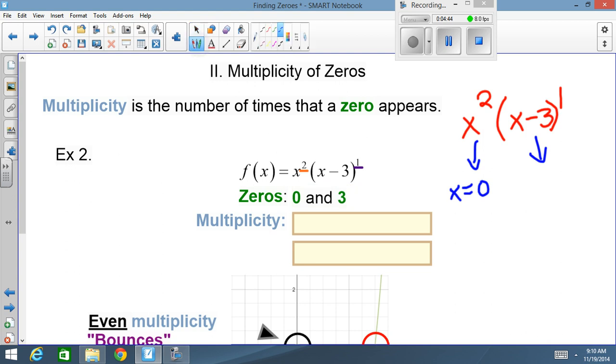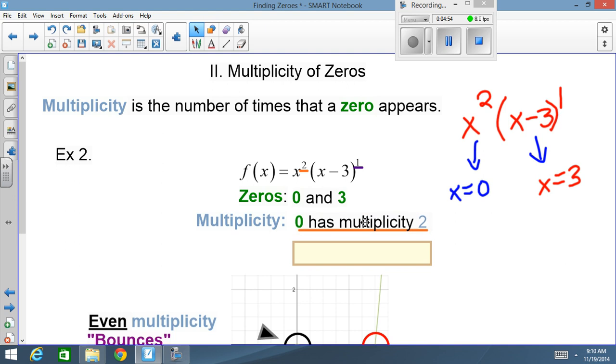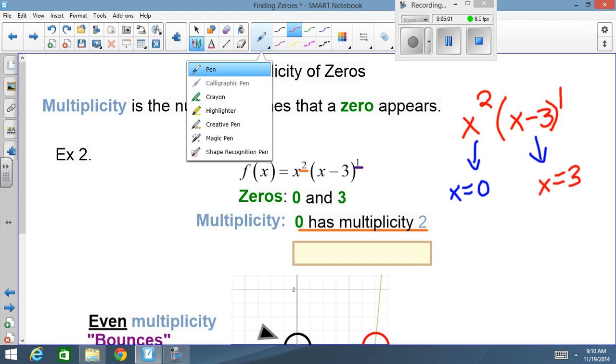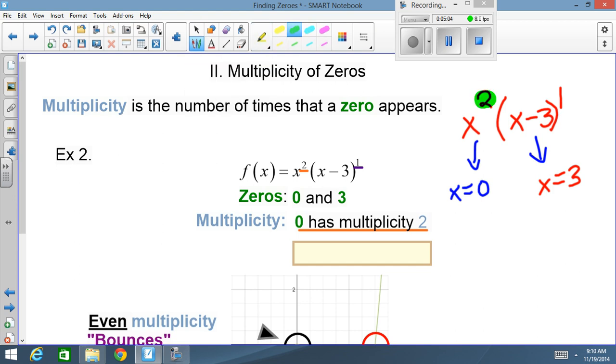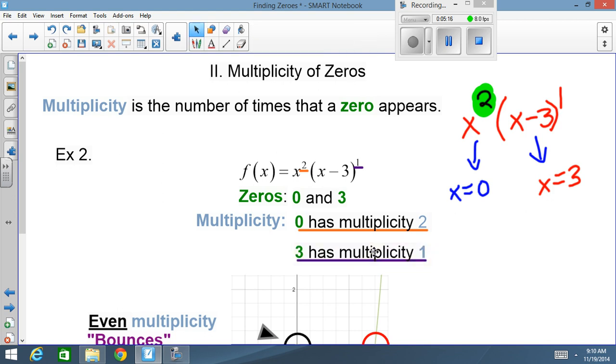Okay? And over here, my x is going to equal 3, because 3 minus 3 is 0. Now here's this idea of multiplicity. 0 has a multiplicity of 2 because of the squared. Okay, so because this is squared, it has a multiplicity of 2. Now the x equals 3 is just going to have a multiplicity of 1 because the x minus 3 was raised to the first power.